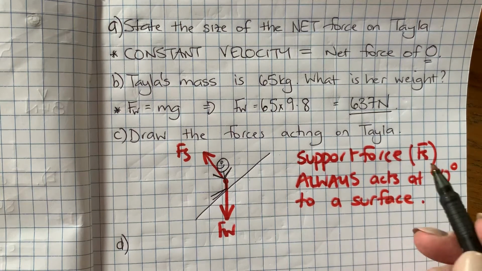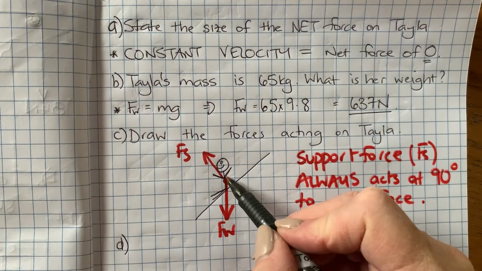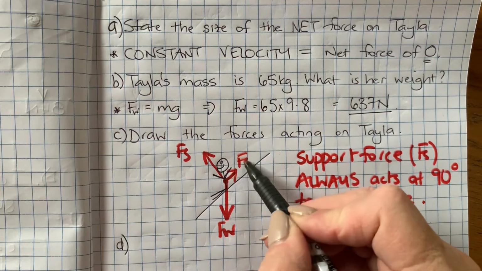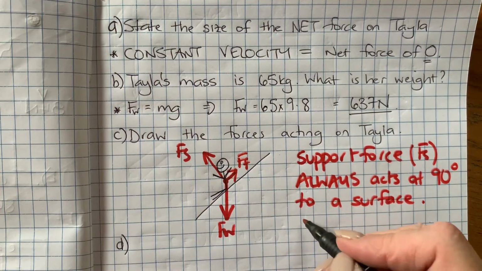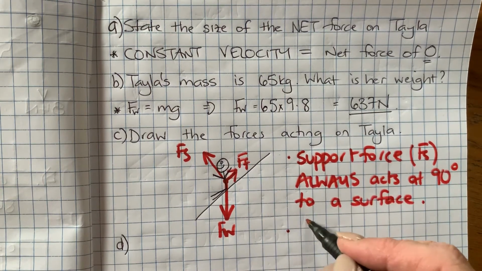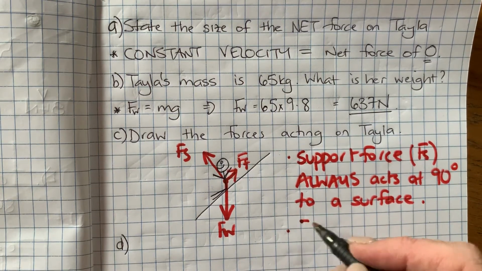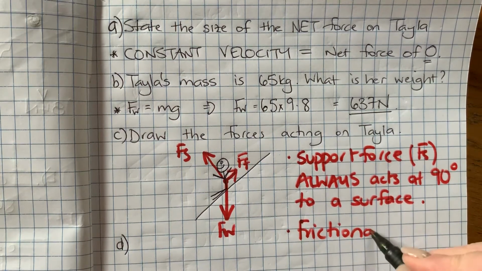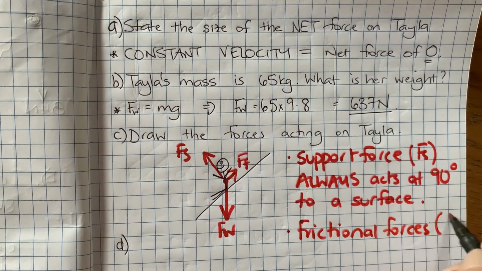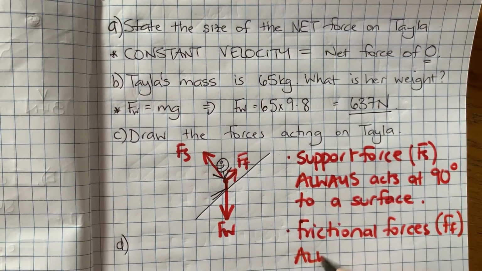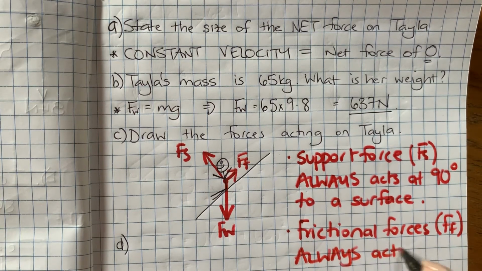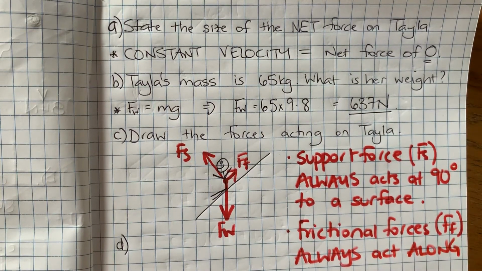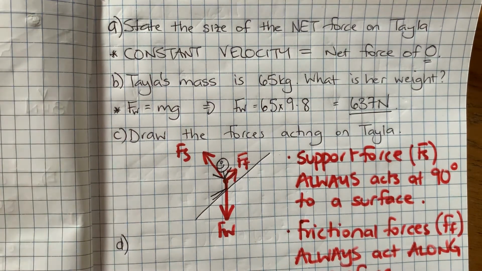to a surface. Okay, and then as she's sliding down, there is also some friction. Okay, and that frictional forces always act along a surface. Frictional forces, which is Ff, always act along the surface. So there is your answer. They're all of the forces acting on Taylor.